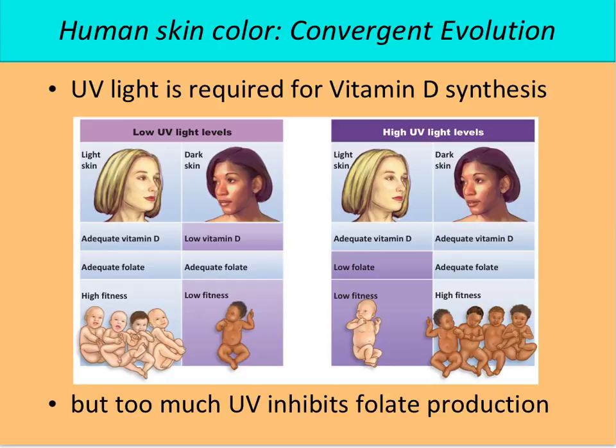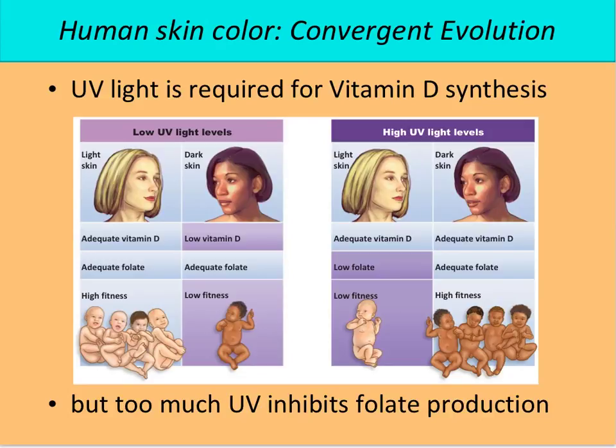Skin color is an example of convergent evolution. Not all light-skinned people are descended from the same light-skinned ancestors, and darker skin the same way. Skin color has a lot to do with the environment. In northern or southern latitudes, the light is less intense. There's lower UV. One thing humans need is vitamin D, and it's one of the few vitamins that humans can actually synthesize. You need light to do it.